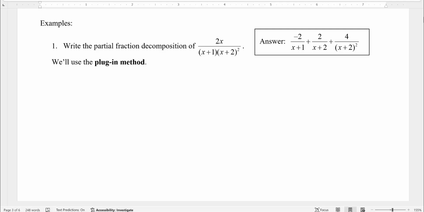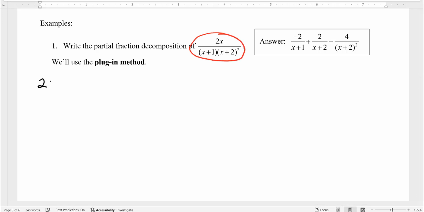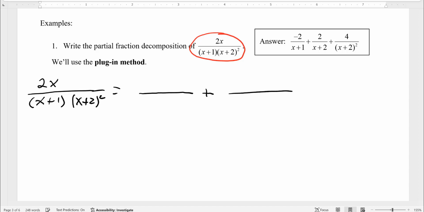Okay, we're now ready for our first example. So we're going to find the partial fraction decomposition of this. To do that, we write down the thing that we're finding the partial fraction decomposition of, and then we write down the fractions we're going to turn this into.